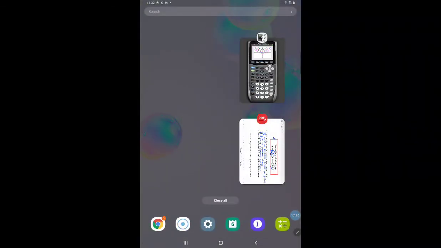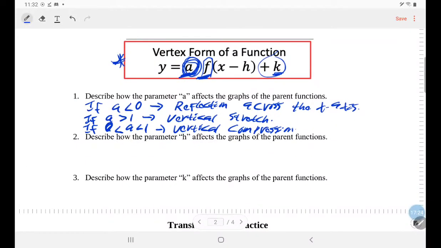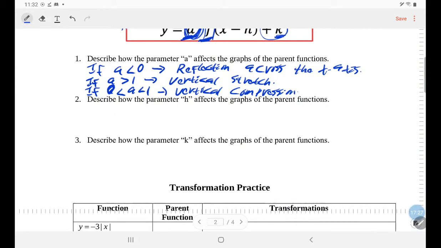Okay, so I think I got a pretty good handle on what the K does. The parameter K is actually called the vertical shift. It will move up if K is positive. It will move down if K is a negative number or is less than 0.